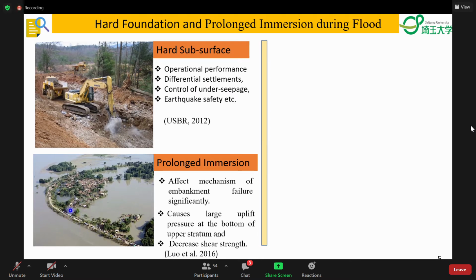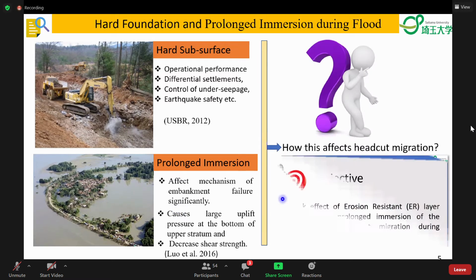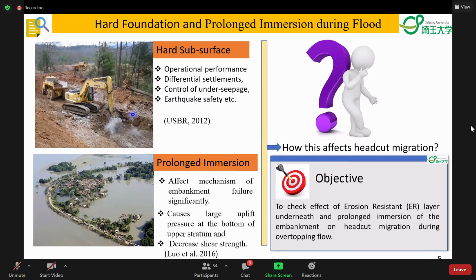mechanism of the embankment. So based on these 2 phenomena and previous research limitations, we set our research objective: how the erosion resistant layer under the embankment and prolonged immersion affect the head cut migration during an overtopping flow is our main objective.